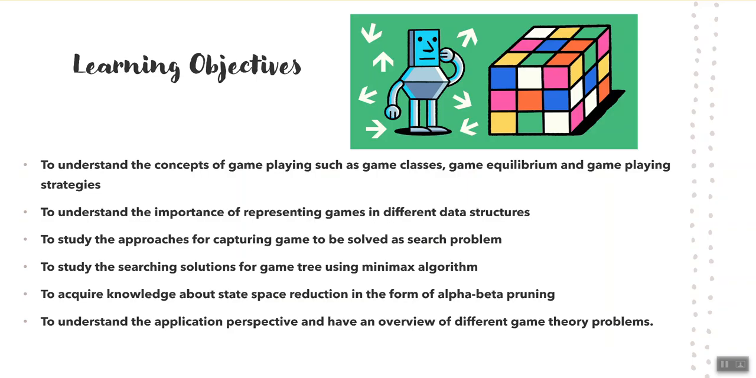To understand the concepts of game playing, such as game classes, game equilibrium, and game playing strategies, the first notion is that, and to understand the importance of representing games in different data structures, to study the approaches for capturing game to be solved as a search problem, to study searching solutions like the min-max algorithm, to acquire knowledge about state space reduction in the form of alpha beta pruning, and to understand some of its application perspectives.